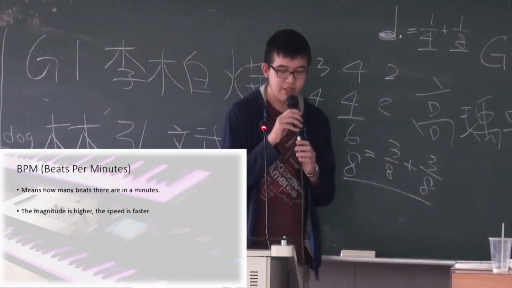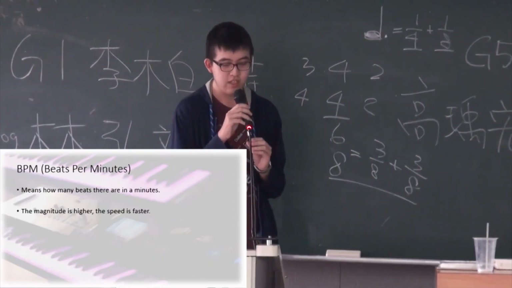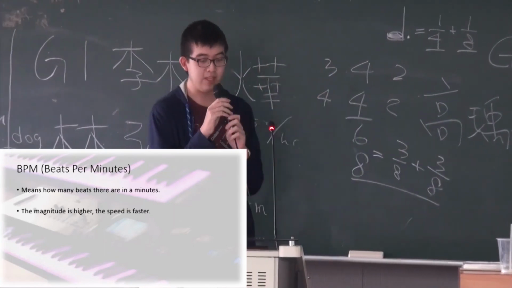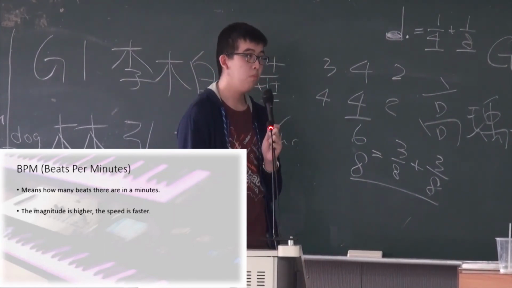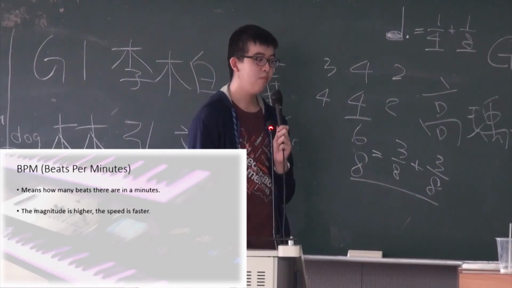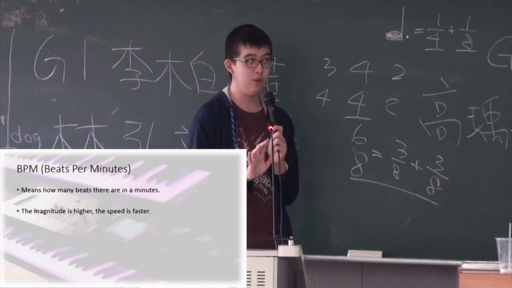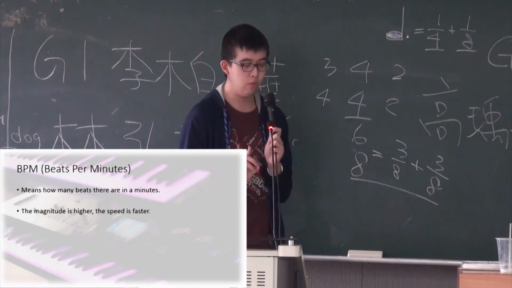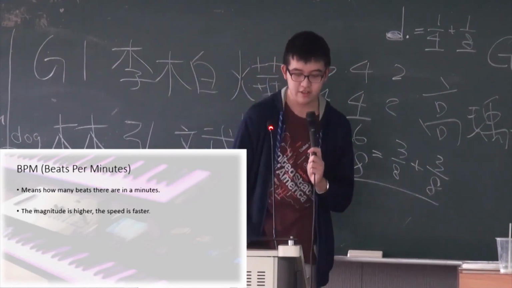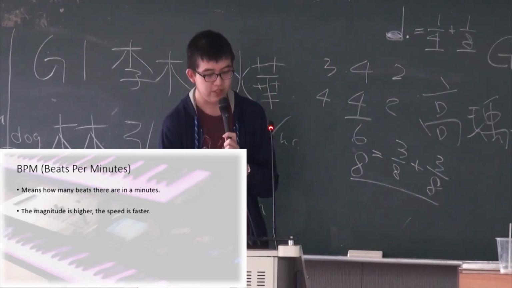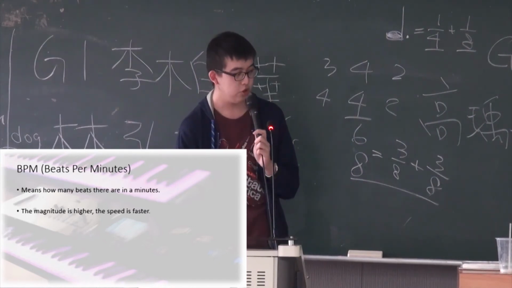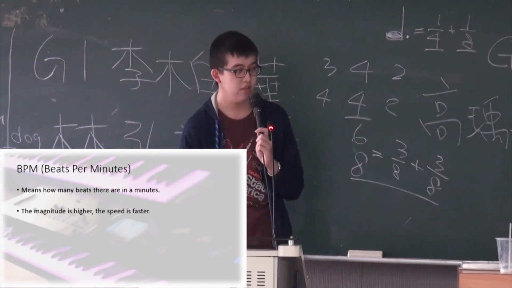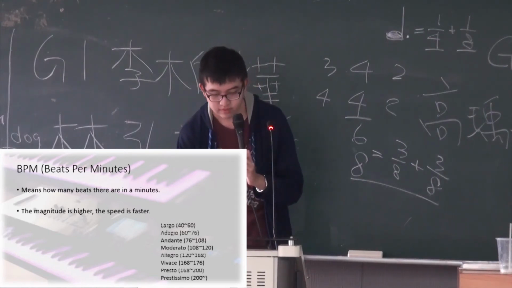Okay. BPM, the beats per minute. The BPM means how many beats there are in a minute. I will do it for 1 minute. I will just show what BPM means. The higher the number, the faster the speed. And I will show you in the next section.